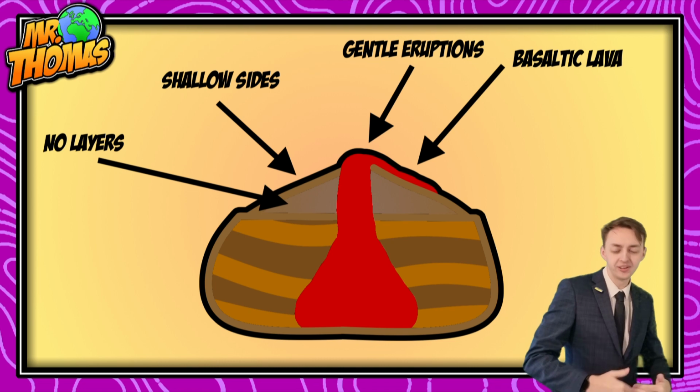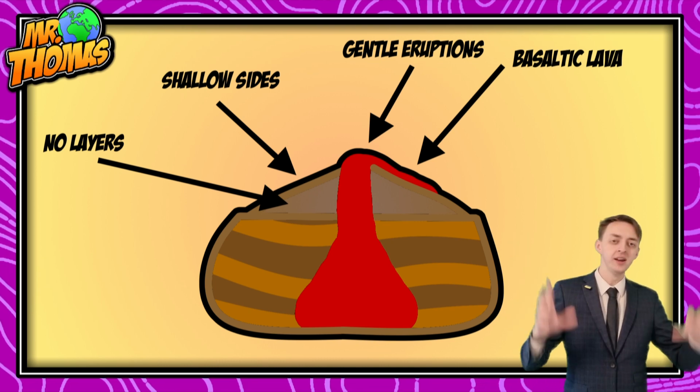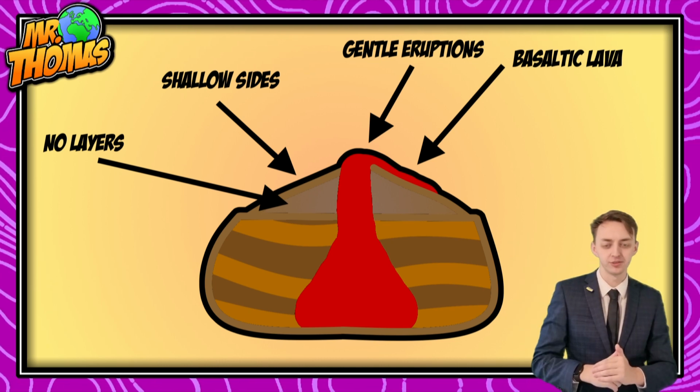It would just be made up of entirely lava, just cooled rock within it, so no alternating layers. And as you'd expect, shield volcanoes are not as destructive. They don't have as explosive eruptions, but they are much more common.